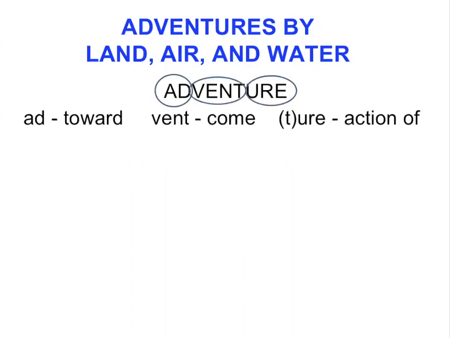For the next several videos, we will be learning about adventures by land, air, and water. We are looking to build knowledge and understanding of the word adventure. I see three word parts: ad, then, venture. Ad means toward, then means to come, and ture makes it the action of. So when I think of adventure, it's the action of coming towards something.